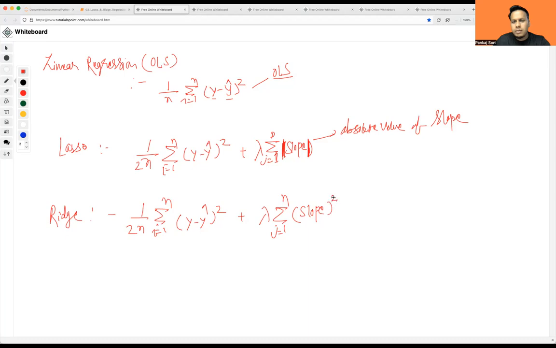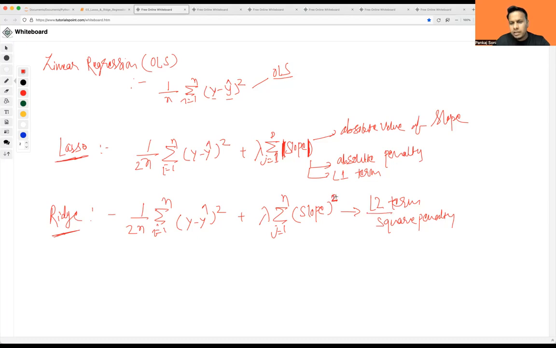This is the difference. Okay, so because of the square, this is also known as the L2 term or square penalty. Various names are there. Okay, and ridge is another name. Okay, and this is the absolute slope penalty I can mention. Okay, or absolute penalty, and this is also known as the L1 term. So we have different names for lasso, the L1 term or absolute penalty, and for ridge we have the L2 term. You can remember it like this because we are taking the square of the slope. Okay, so that's why it is called the L2 term or square penalty.